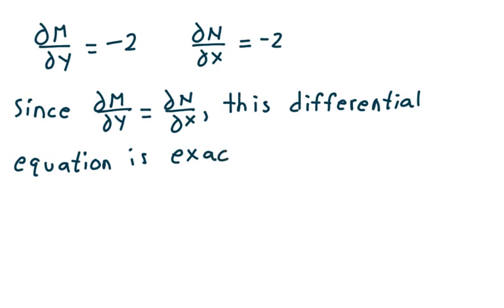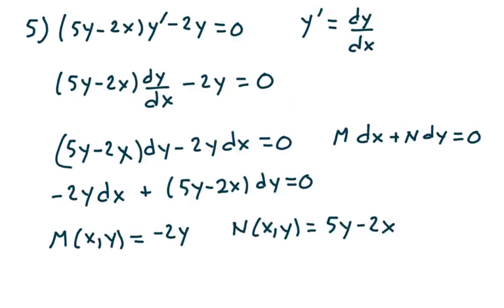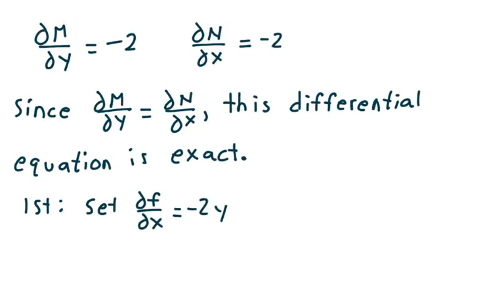And the process for finding the solution remains the same. You know what I mean? So, in other words, when I look at this, I'm going to set the partial of f with respect to x equal to, and I happen to look over here. So I set it equal to negative 2y. So f of x, y is negative 2xy plus g of y, right? Same game the whole time.